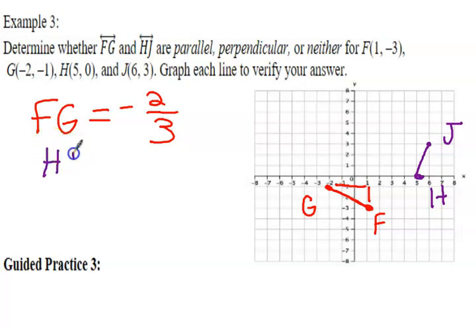Okay, and then I have HJ. So HJ, it was 5, 0, and then 6, 3. So I went up 3 and over 1. So that slope would be 3. So yes, this does not have a connection. They're not parallel or perpendicular. They are actually neither. Okay, so that would be the answer for example 3.